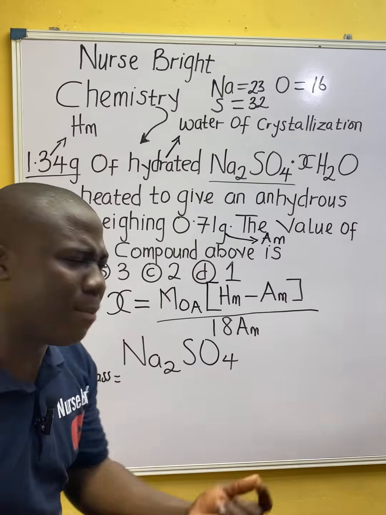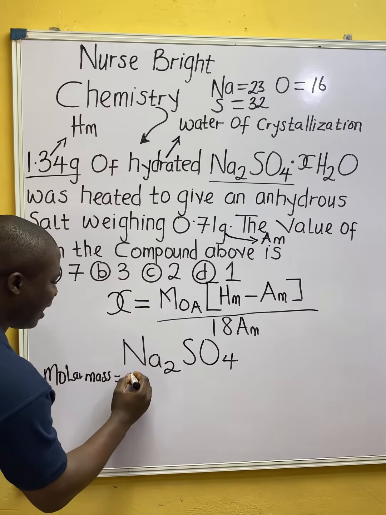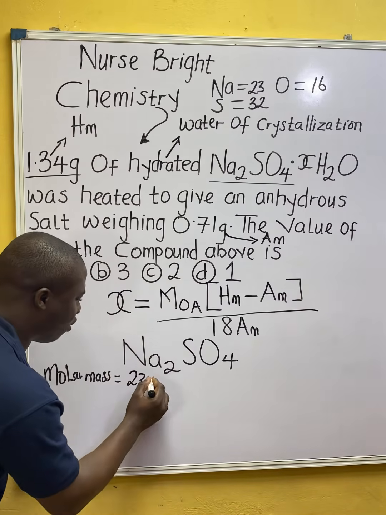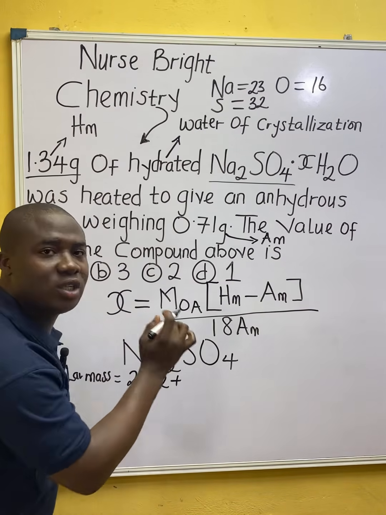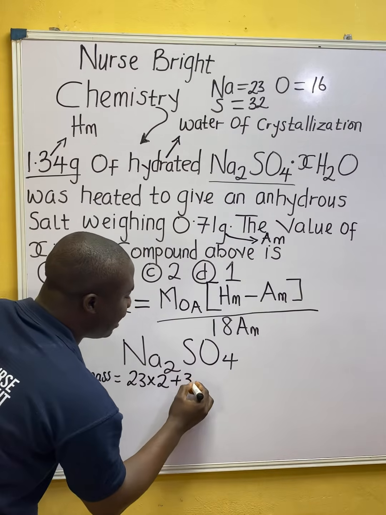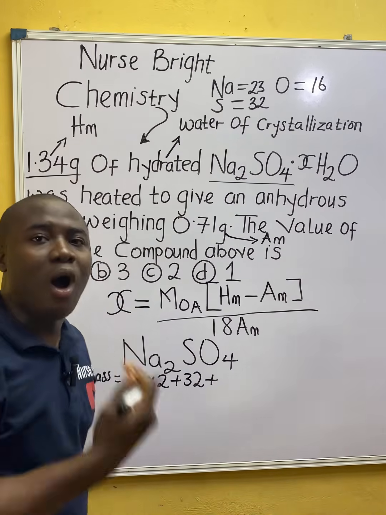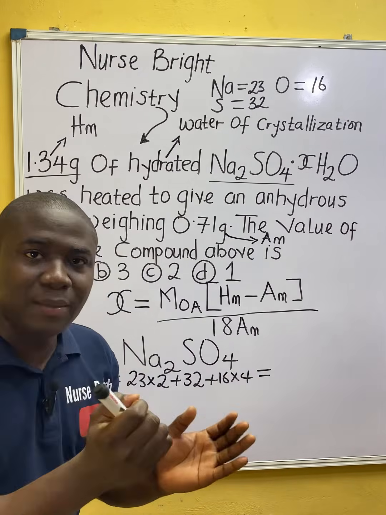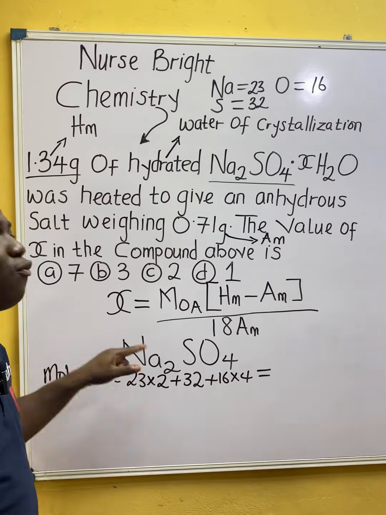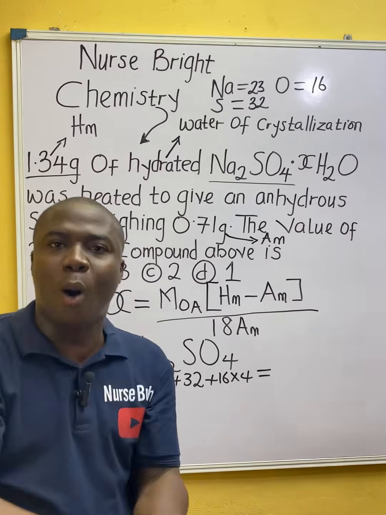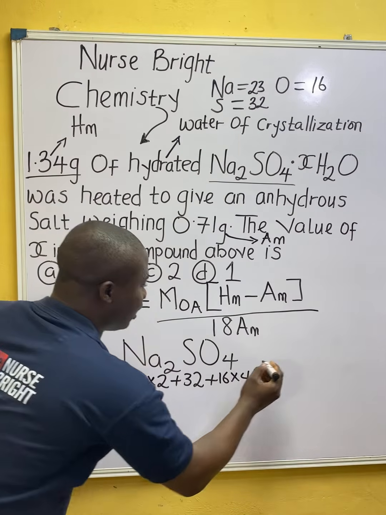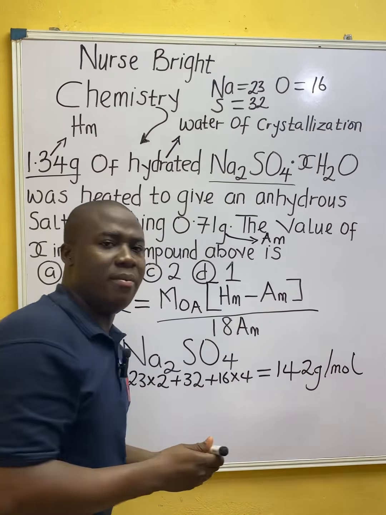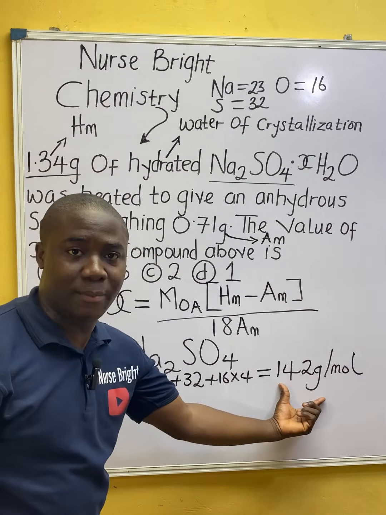So let's calculate the molar mass of this anhydrous compound. So here becomes 23. We have 2 of sodium, so times by 2. I believe you are following me. Plus sulfur's atomic mass is 32, plus oxygen atomic mass is 16, and we have 4 of it, so 16 times 4. So let's key them in the calculator to get the molar mass of the anhydrous compound. When we input everything into the calculator, we are going to get 142 grams per mole. Remember, the unit of molar mass is gram per mole. I believe you are following me.